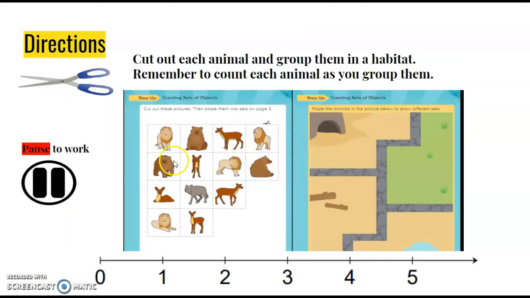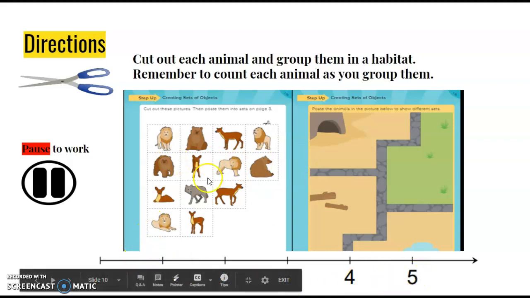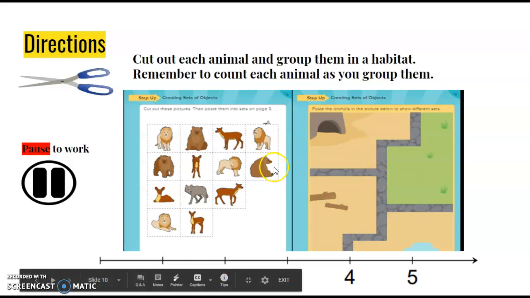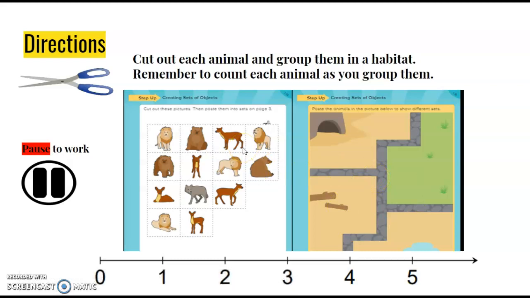All right, so I also have included a number line down here for you to use if you were to pause it at this point, which you're supposed to. You are to cut out each animal and group them in a habitat. And remember to count them as you group them. So go ahead and pause your video now.